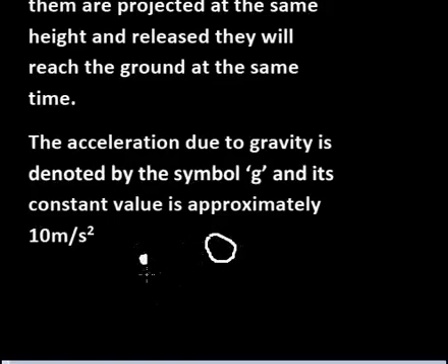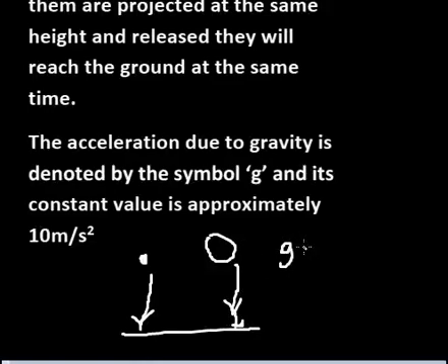If you should leave this to project it and allow them to fall, two of them will actually reach the ground at the same time. Why? Because in as much as gravity is concerned, acceleration under gravity is always constant. And of course, according to him, after he has done his experiment, he denoted the acceleration due to gravity by the symbol G.